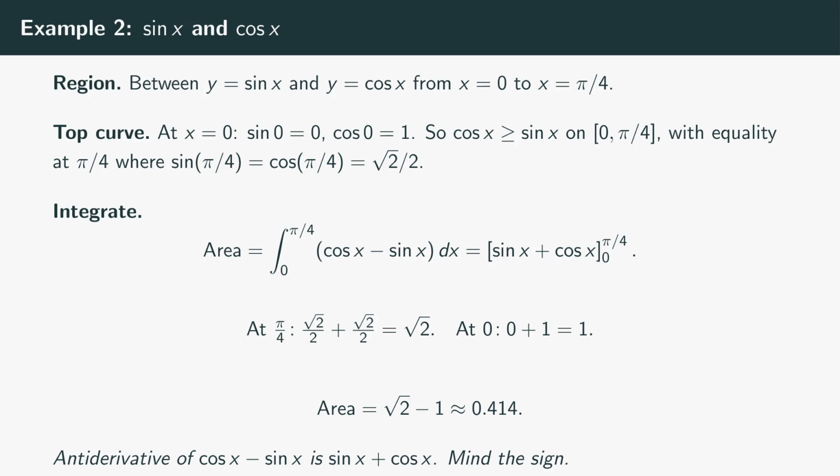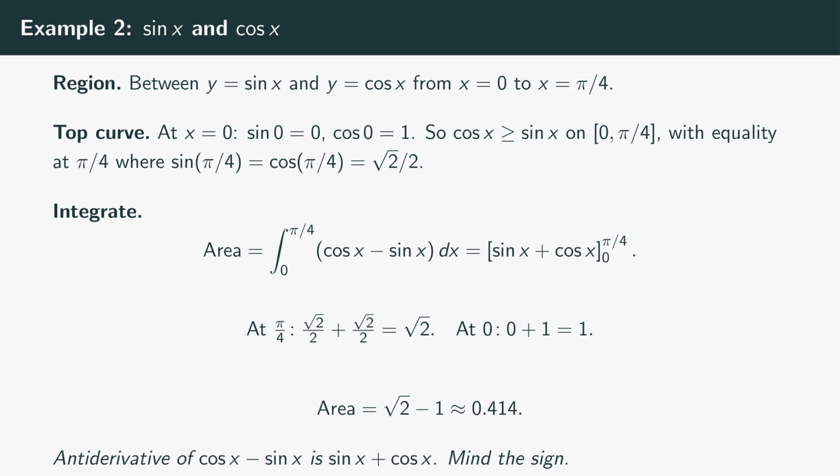Second example. Area between y equals sine of x and y equals cosine of x on the interval from 0 to pi over 4. Top curve: at x equals 0, sine of x equals 0, and cosine of x equals 1. Cosine is on top. Sine grows, cosine shrinks, and they meet at x equals pi over 4, where both equal the square root of 2 over 2. So on the whole interval from 0 to pi over 4, cosine of x is greater than or equal to sine of x, with equality only at the right endpoint. No internal crossing. The curves meet exactly at the endpoint of our interval.